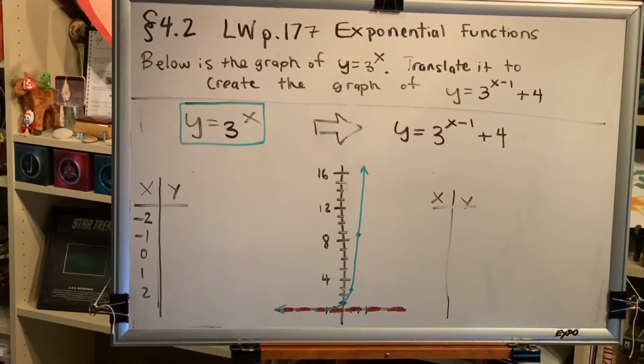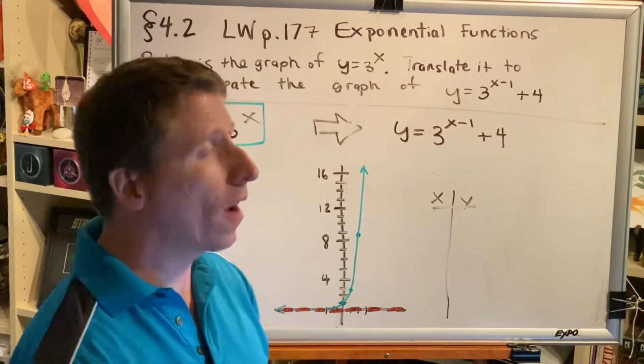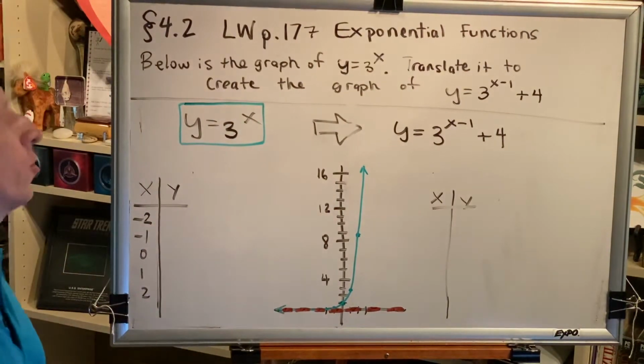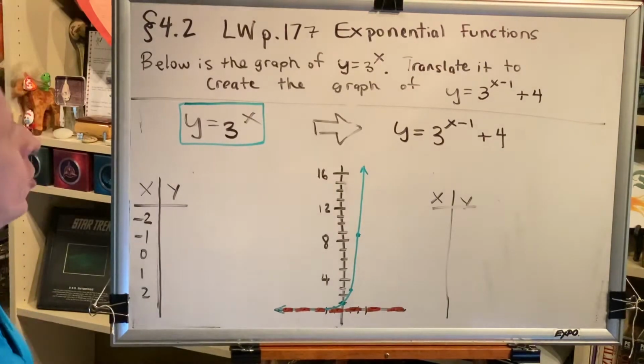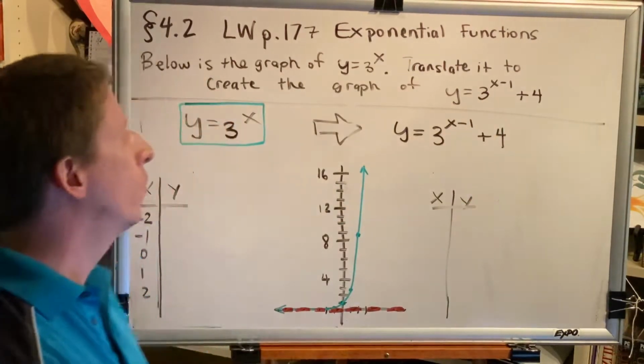We continue learning workbook page 177. We're now going to solve a second problem involving transformations of exponential function graphs. Here's the problem. Below is the graph of y equals 3 to the x power. Translate it to create the graph of y equals 3 to the x minus 1 power plus 4.